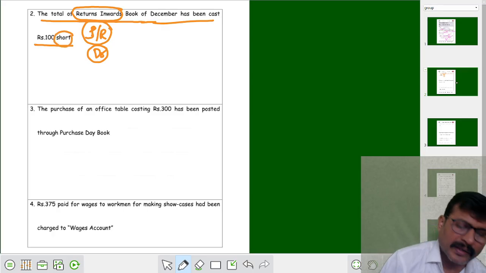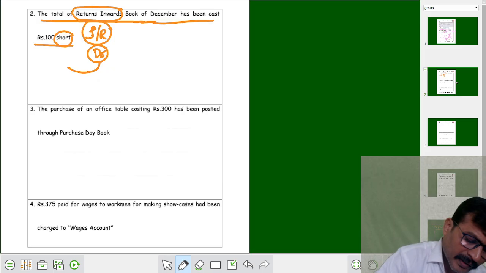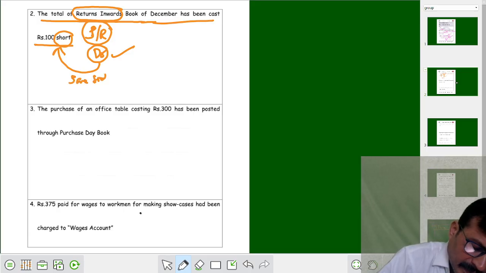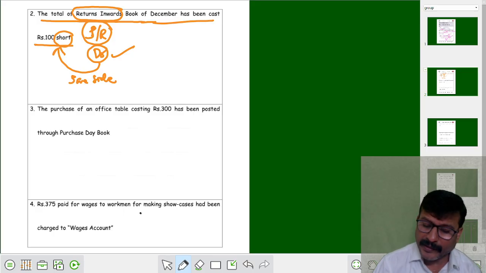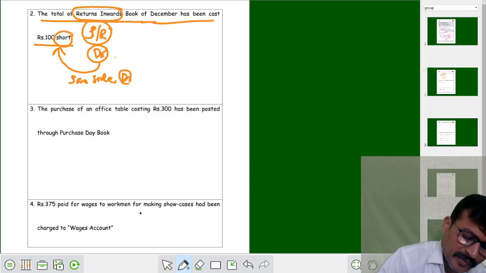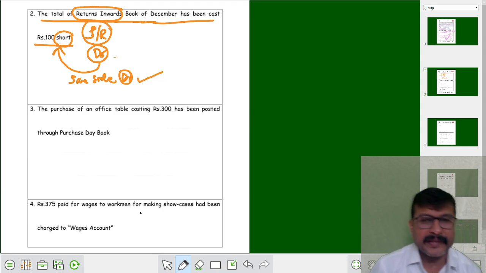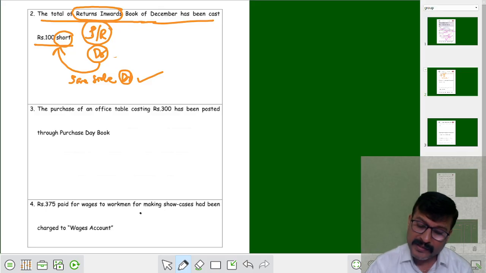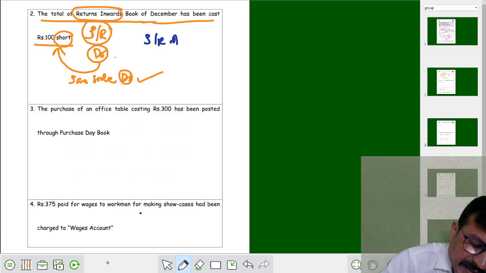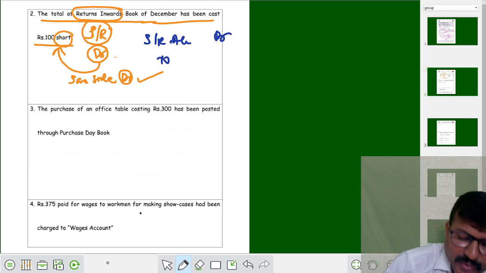What happened? It was short, it was reduced. When it is reduced, where do we put it? On the same side. Same side means we have to take sales returns in the debit side. Then what happens when you take sales returns in the debit side? Now your journal entry will be sales returns account debit to.